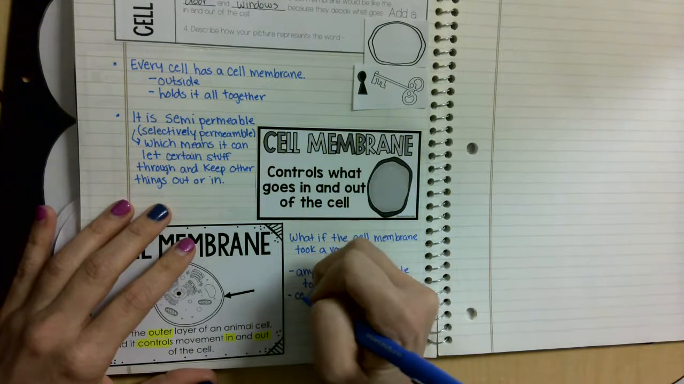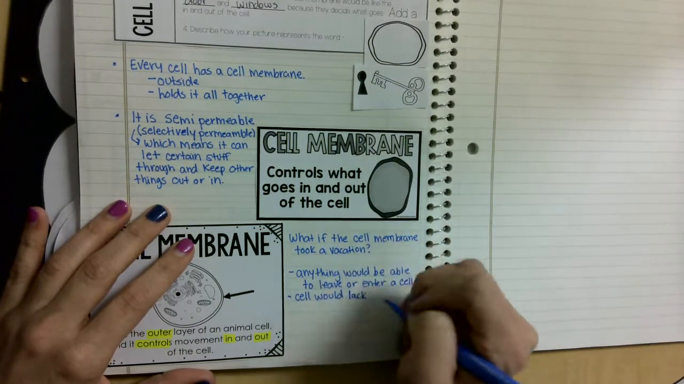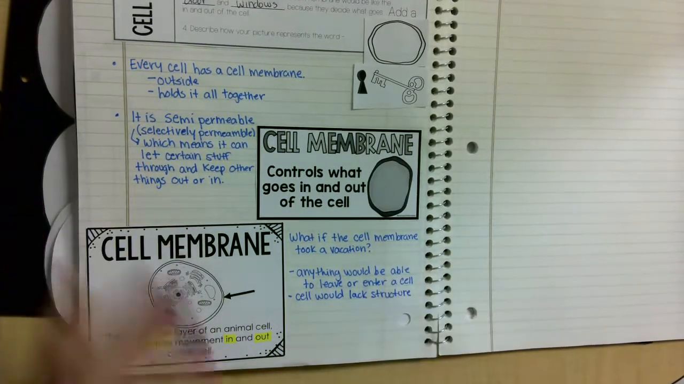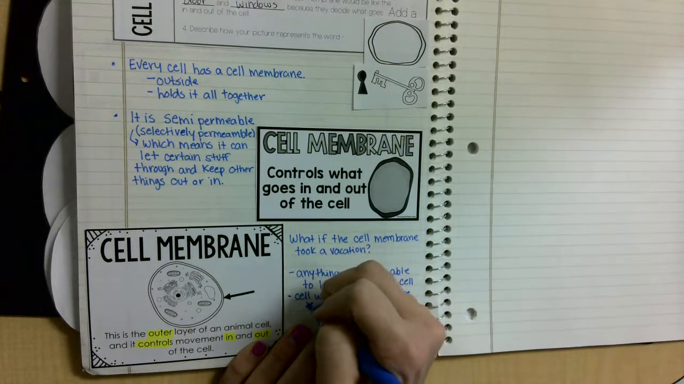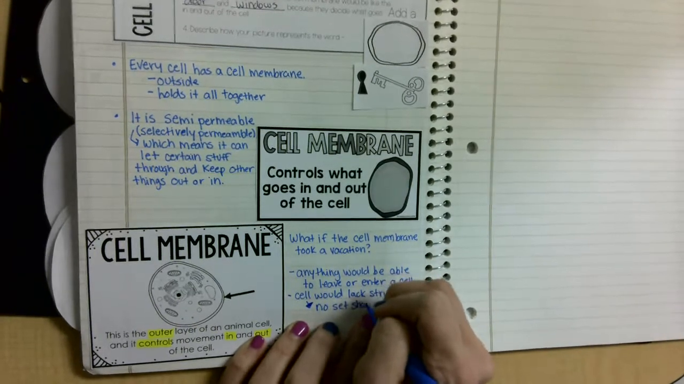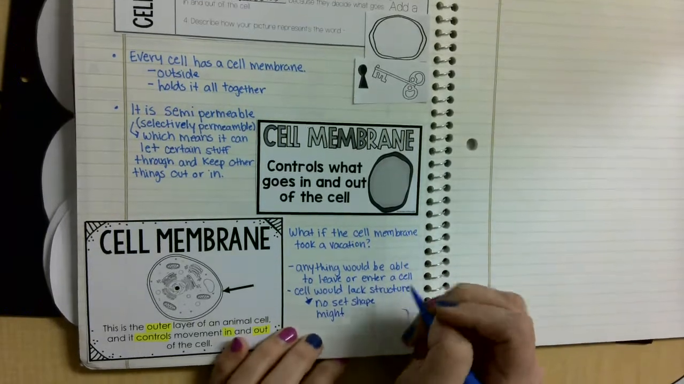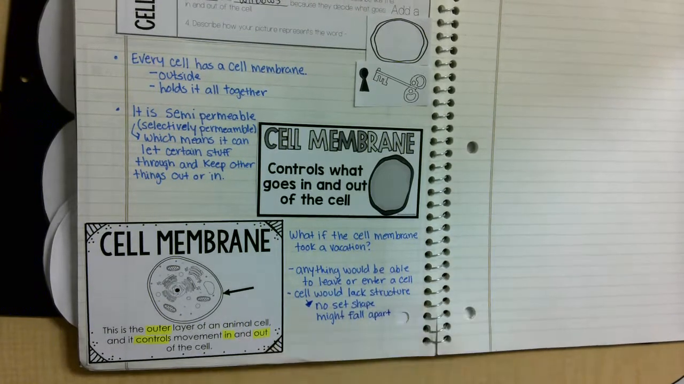A cell would lack structure. What does that mean? So if it didn't have structure, so if our school building didn't have structure, that means it would have no set shape, might fall apart. Probably would fall apart. Okay, so get that down. And that's all of page 5.